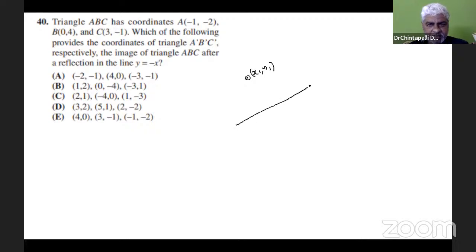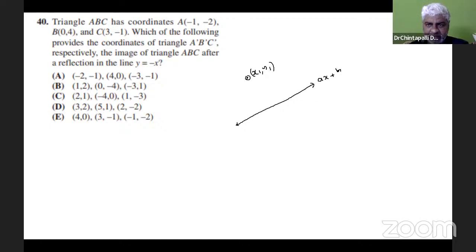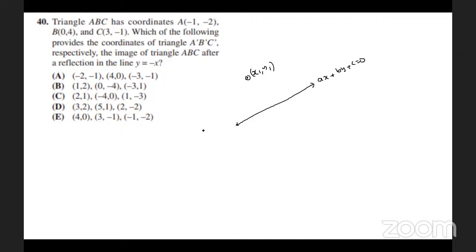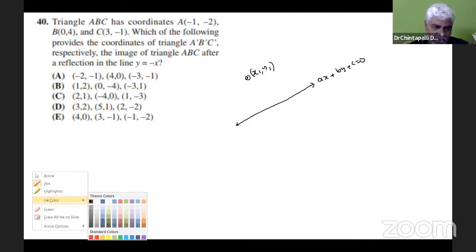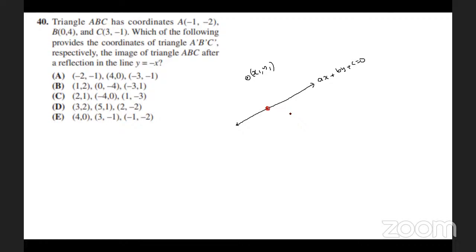This is a line. Equation of this line is px + qy + r = 0, I am telling the standard formula. Earlier, we used the formula for image, right? That is called image. But this is not image. This is lying on the line.